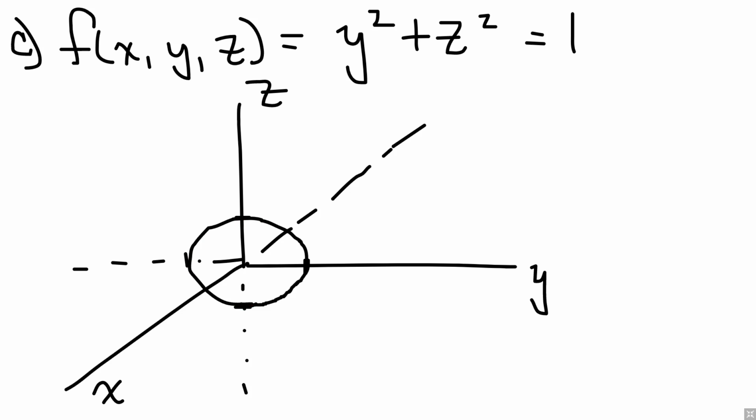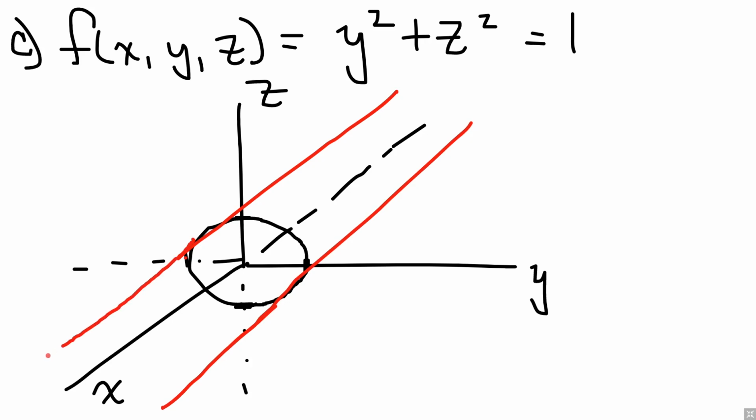Now, this circle you're going to be able to carry along in both directions parallel to the x-axis. And basically, you're just going to have circles going in, like so. And this will be the typical level surface for this. Any questions?